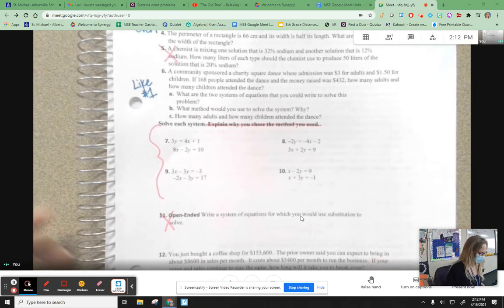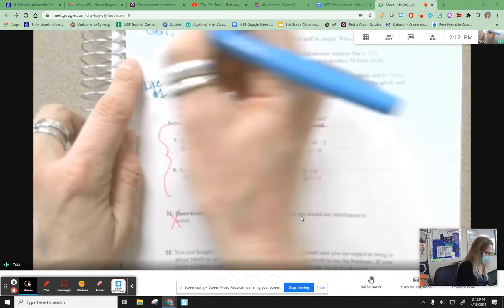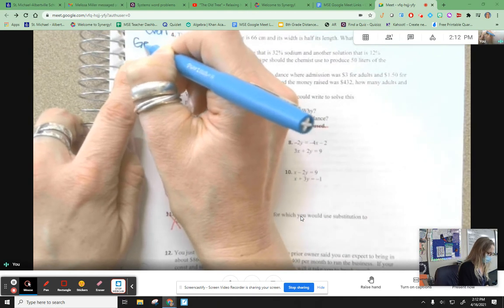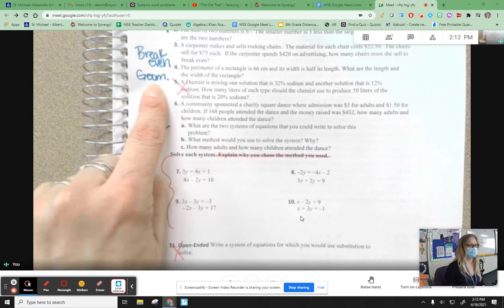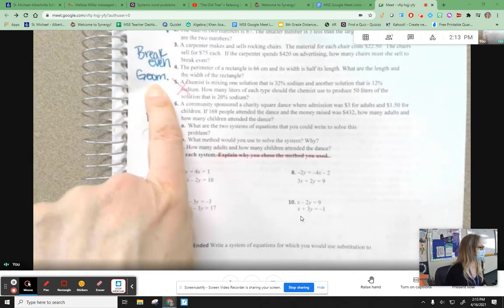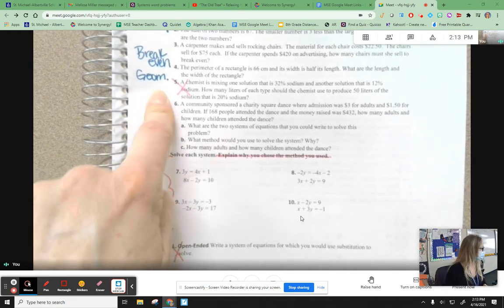I missed one somewhere. Oh, number 4 is a geometry problem. It was the last one we did yesterday. Number 4 is a geometry one, and it was the last one we did yesterday. Obviously, it would be the one where we drew a little rectangle.